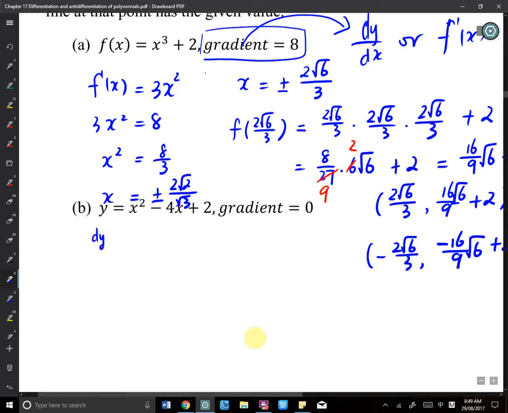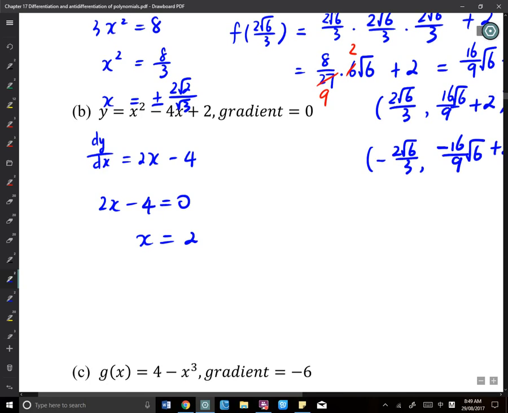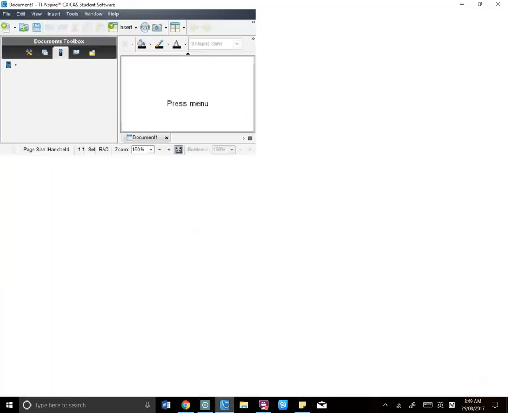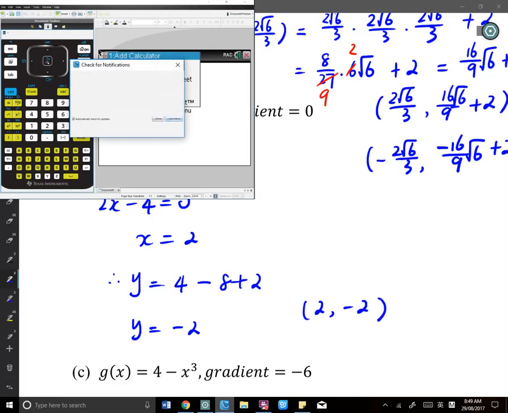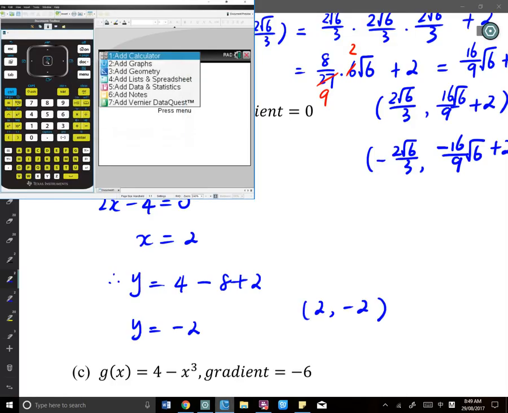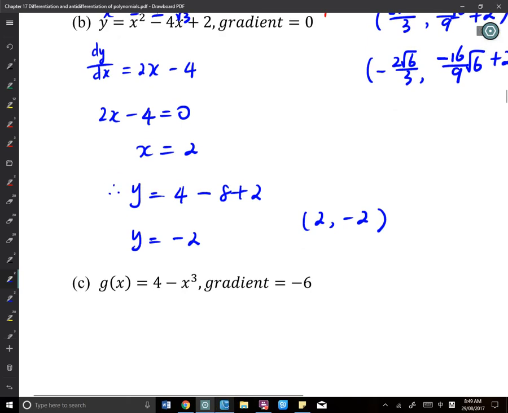Well, I will use the derivative method to do it. That's 2x minus 4. And then 2x minus 4 equals to 0. x just equals to 2. So y equals to 4 minus 8 plus 2. That's minus 2. So 2, minus 2 is the coordinates.